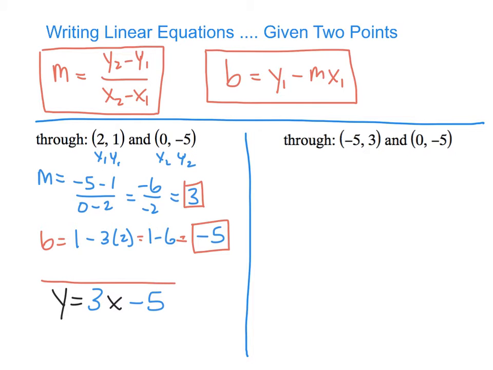That is the slope-intercept form for the equation of a line that goes through 2, 1 and 0, negative 5. If you do the graph of these, the line that goes through these points, it would have a slope of 3 and it would cross at negative 5.